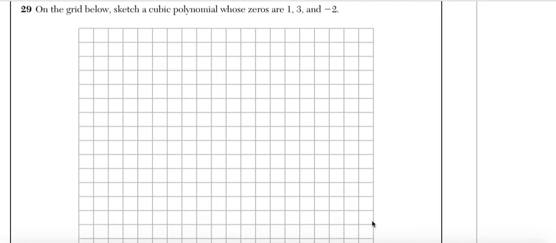Next question. On the grid below, sketch a cubic polynomial whose zeros are 1, 3, and -2. So I'm going to write that on the side here. x equals 1, x equals 3, x equals -2. So remember, the zeros are just the x-intercepts.